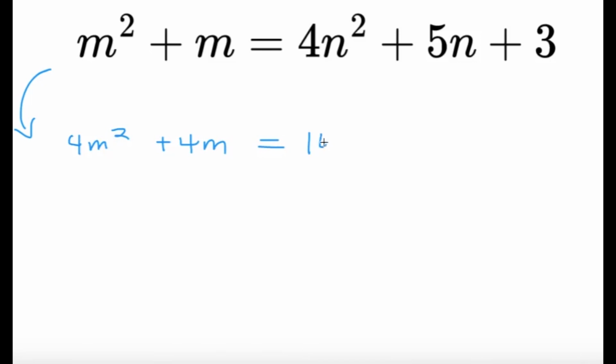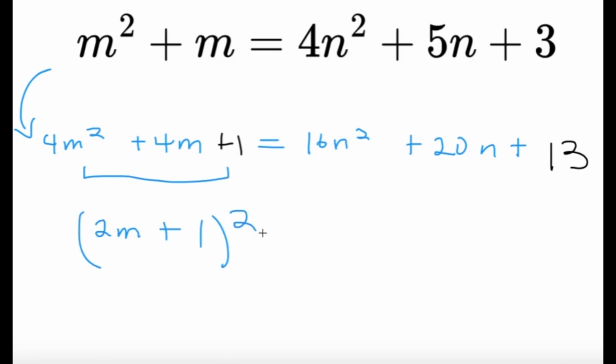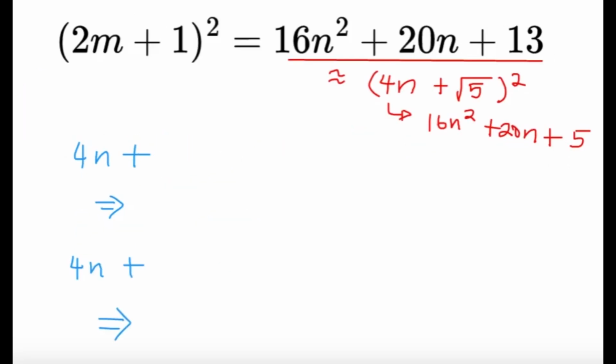equals 16n squared plus 20n plus 12. Then I want to complete the square, so I add 1: 4m squared plus 4m plus 1. I added 1 on the right side again, so it's plus 13 in short. Now I have successfully completed the square. This is equal to 2m plus 1 quantity squared. There I started my analysis, because the right-hand side must be a perfect square.